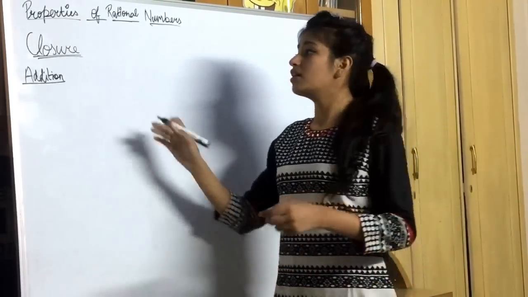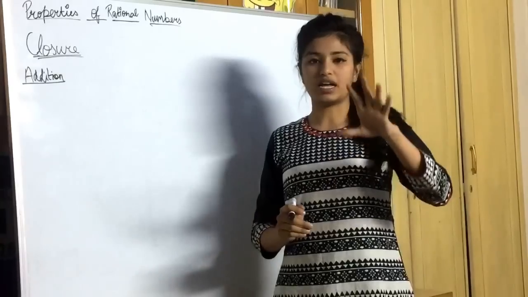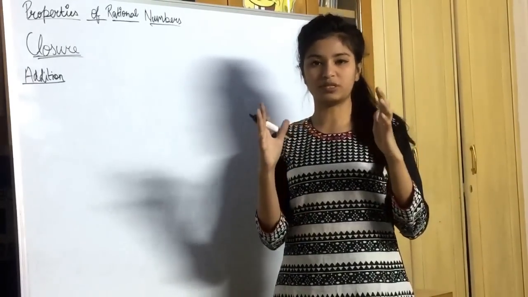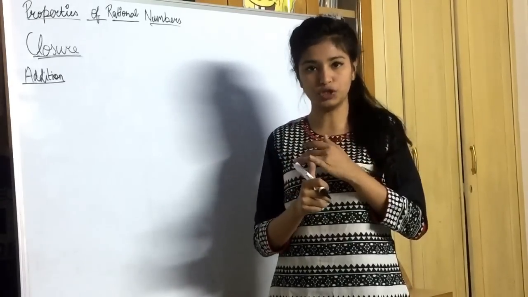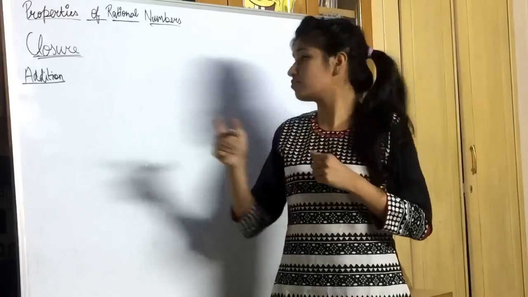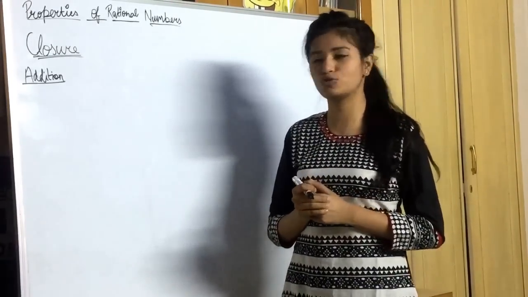Sorry, I messed up that. So what is closure property? It's basically when we have a natural number, suppose, and another natural number. Any operation which we perform on those two natural numbers, like addition, subtraction, multiplication, division, should give the result as a natural number. If it does, then the closure property is obeyed, it holds true, and if it does not, then it does not hold true.